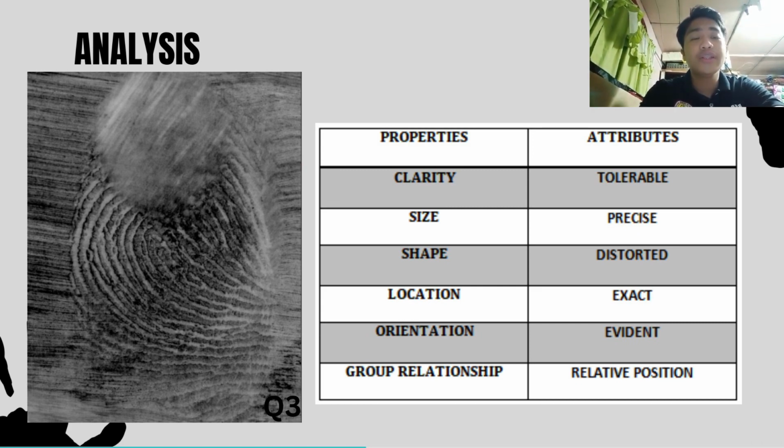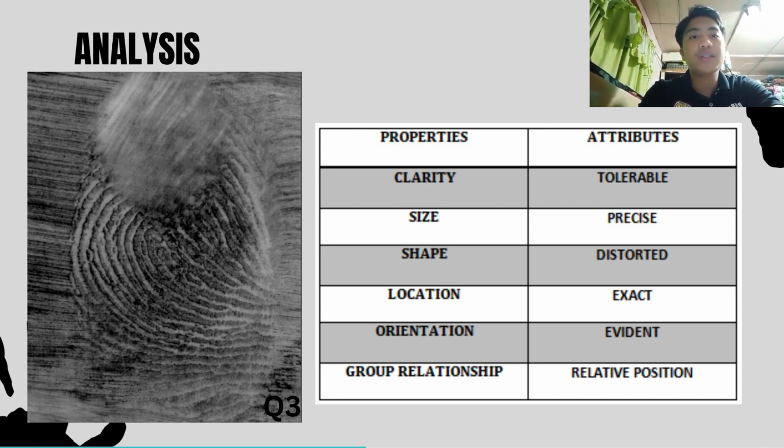So, the third property is shape. The attribute of shape is distorted, but it can still be subjected to fingerprint examination. It is because there are visible ridge characteristics in both the questioned and standard fingerprint. So the fourth property is location, and the attribute of it is exact.